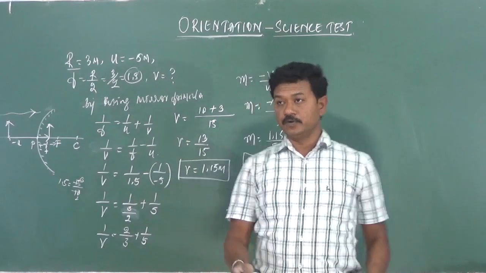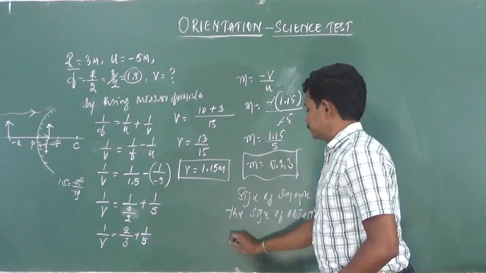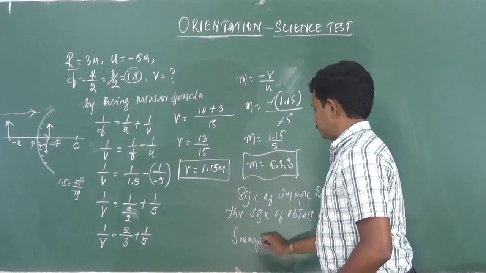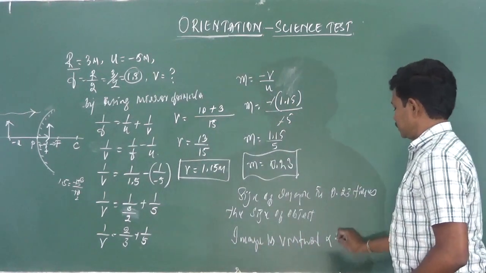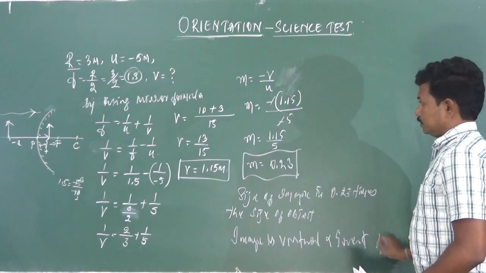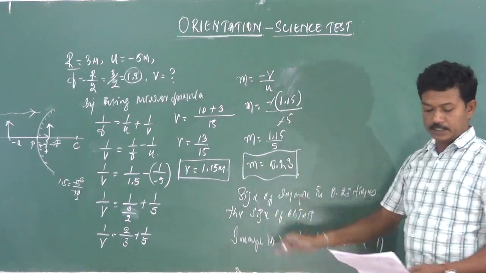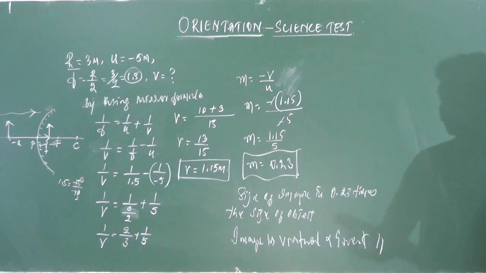The image, as we know, is virtual and erect. So the image is virtual and erect. So this is the problem. If you have not done it, please copy this in your classwork.